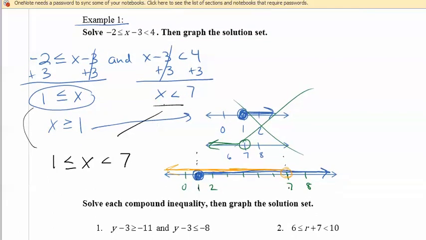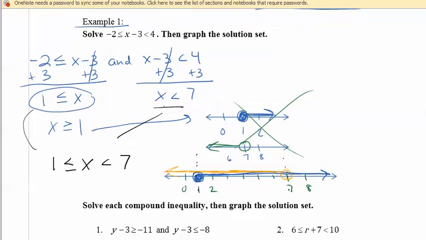So what does it mean that both solutions have to satisfy the inequality? Well, the solutions for x greater than 1 have to satisfy the inequality, and they do whenever x is greater than 1. However, solutions where x is less than 7 have to also be true in order for the inequality to be satisfied.